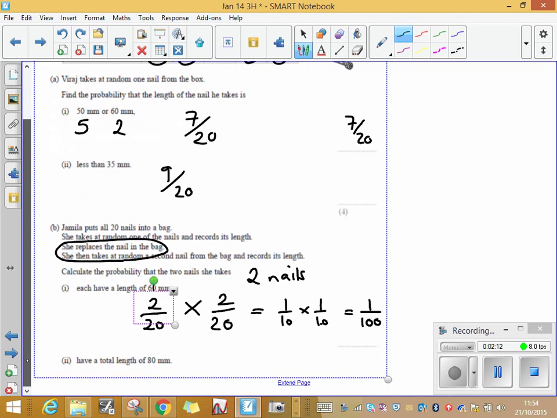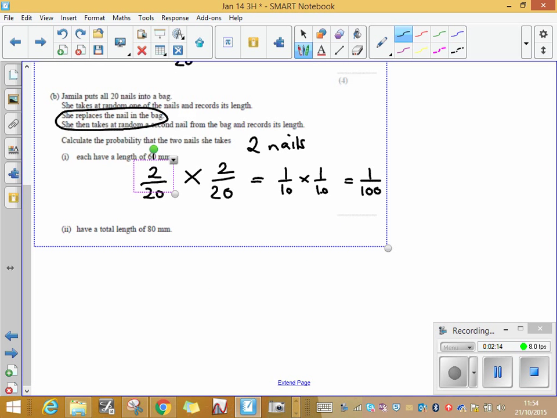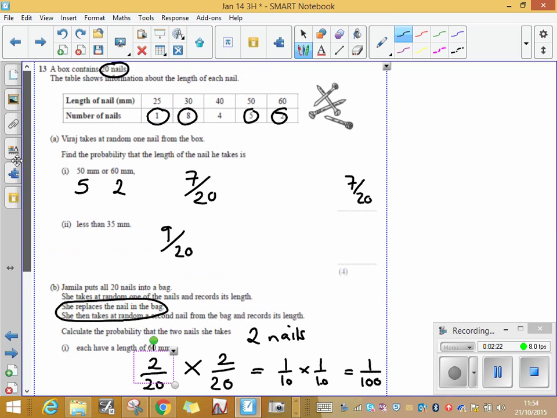Okay, the second part of the question says, what's the probability that the 2 nails she takes have a total length of 80 millimeters? Now this is more complicated because to have a total length of 80 millimeters, it could be, and I'm going to use a table here, I'm going to look at the first nail, so nail 1 and nail 2. I'm going to distinguish between them because it is important to look at the order.